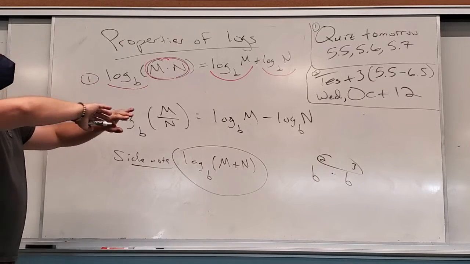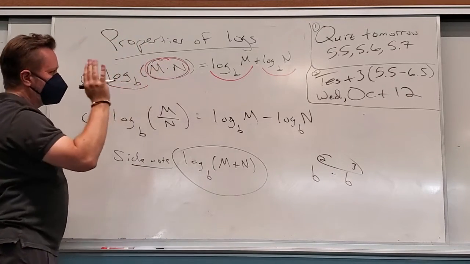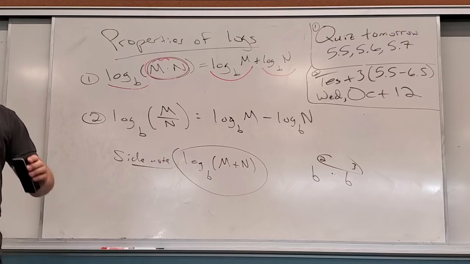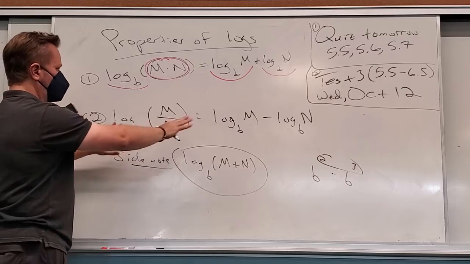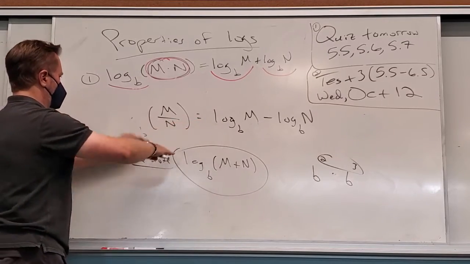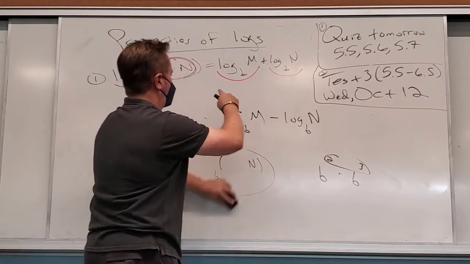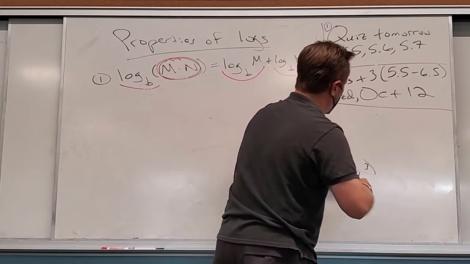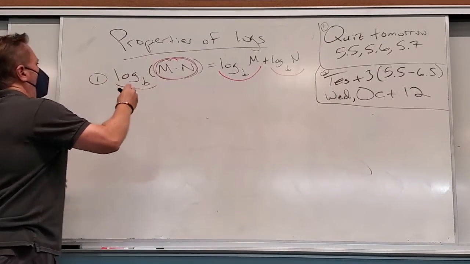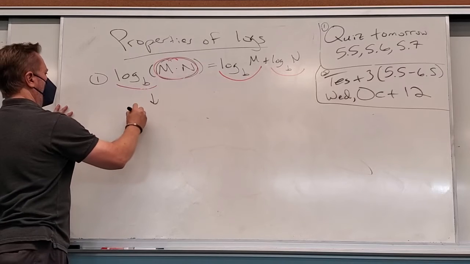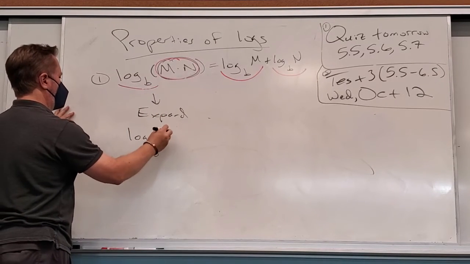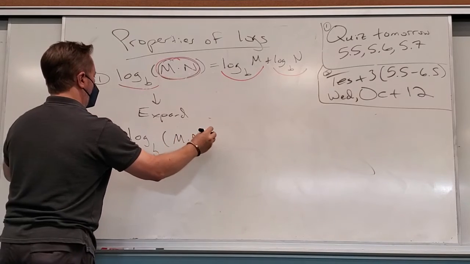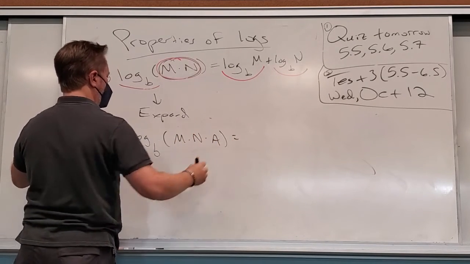Now, last thing for today, which is the most important property. I'm going to take property 2 away. Property 2, you're good, we're going to use you a lot, but just go away from it. I want to look at property 1. I want to expand on this crazy thing. What do you guys think log base b of m times n times a is?